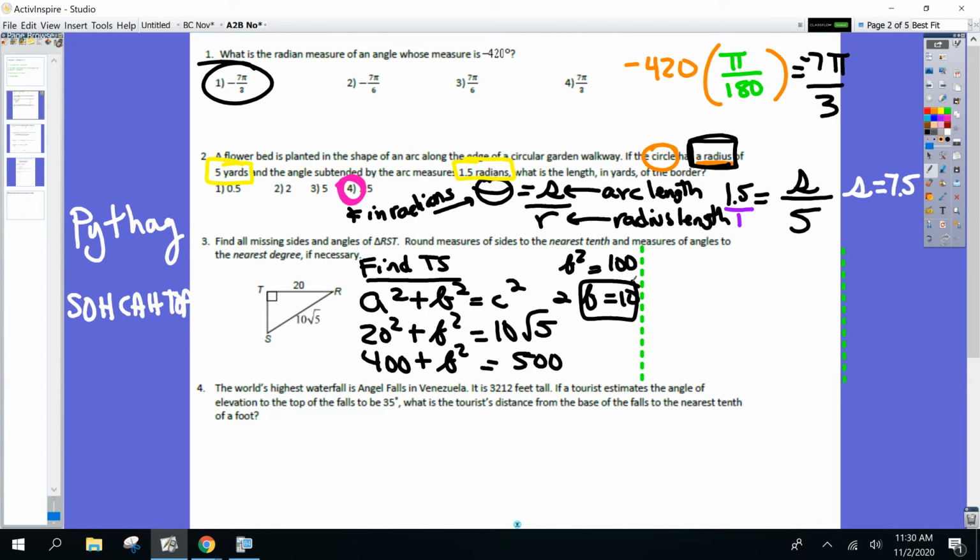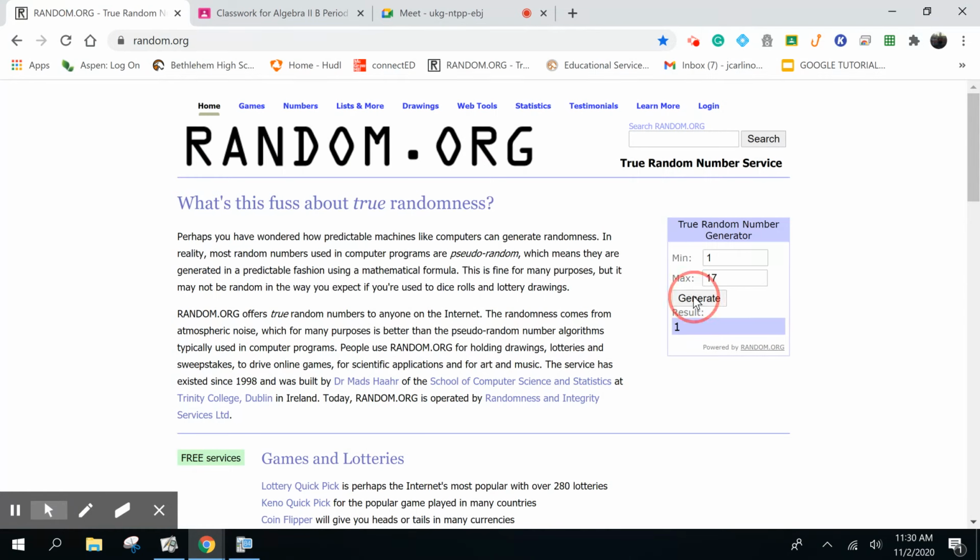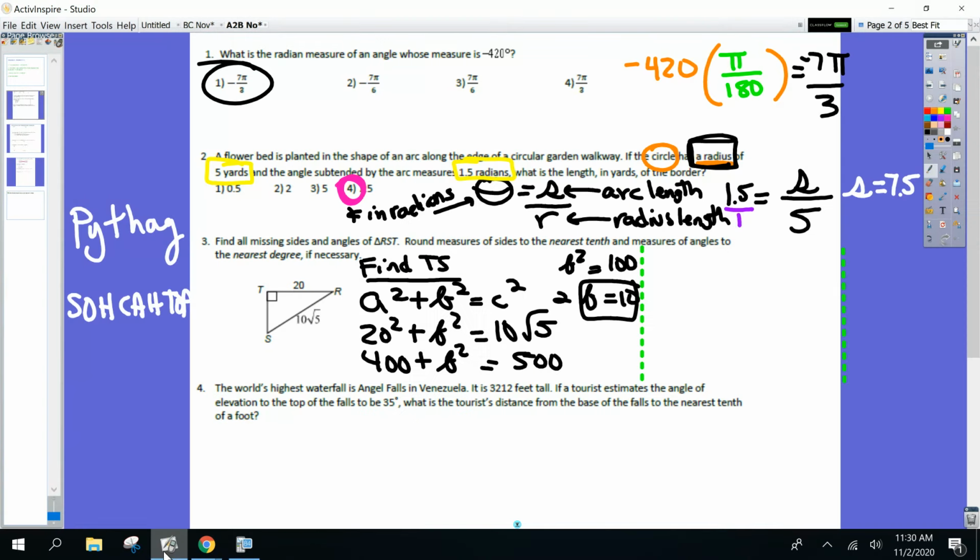All right, what about the angles now? You pick an angle to start with. I don't care. Nick, you pick. What do you want, R or S? R. Got it. Well, let's find angle R, everyone. You could have said S and been fine. Find angle R.